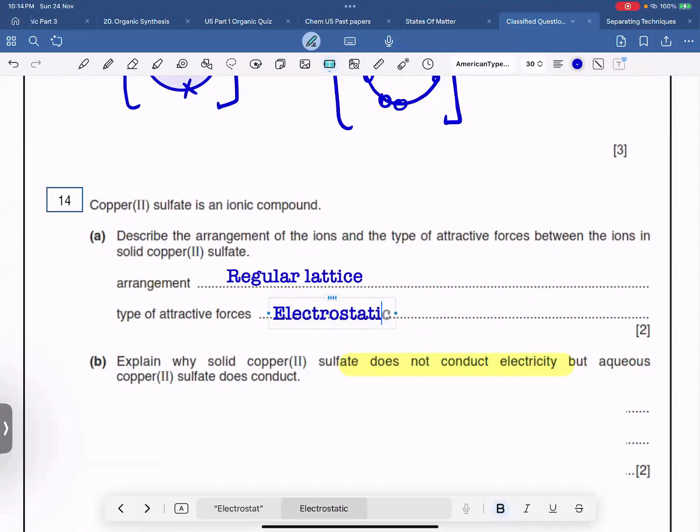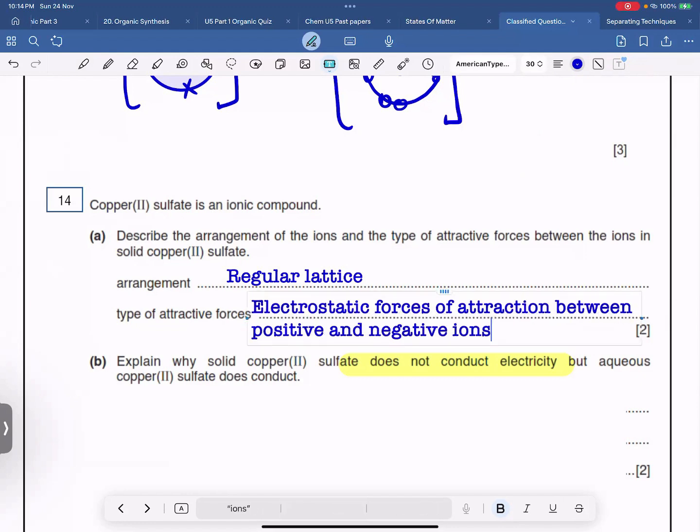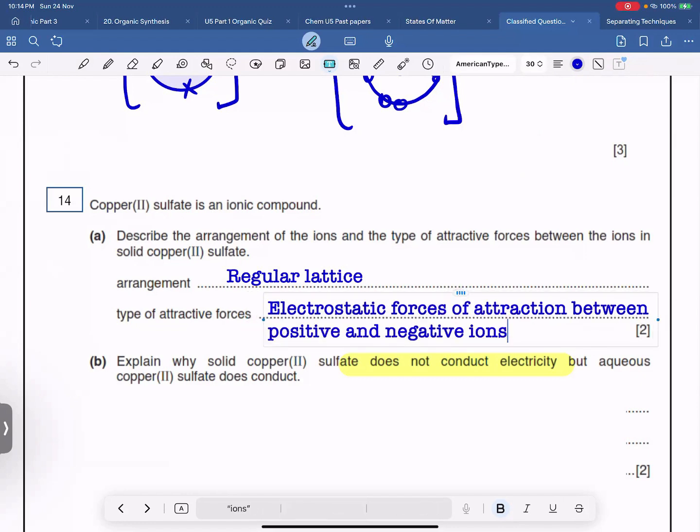Electrostatic forces of attraction between positive and negative ions. Okay, electrostatic force of attraction between positive ions and negative ions.